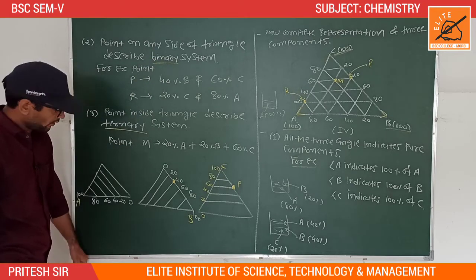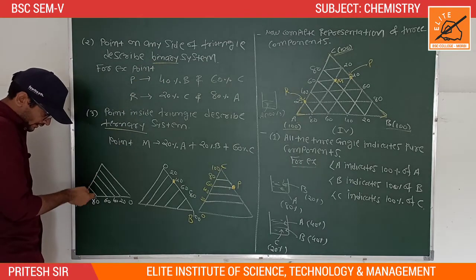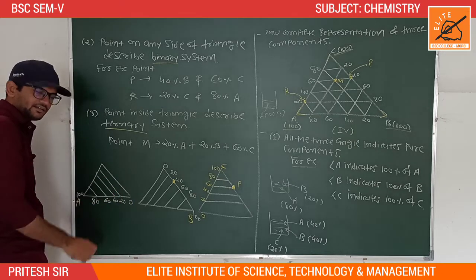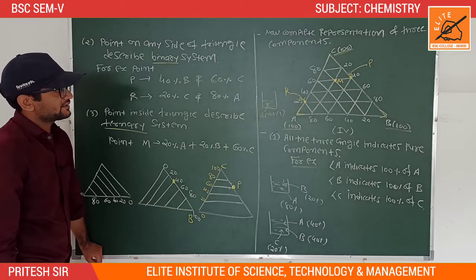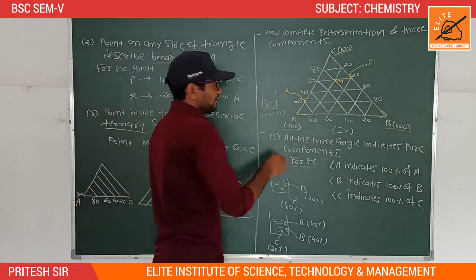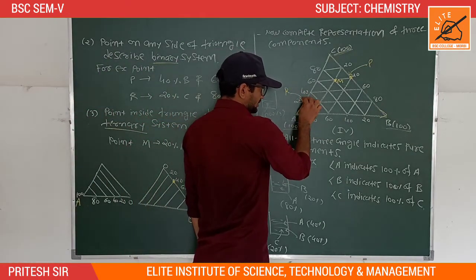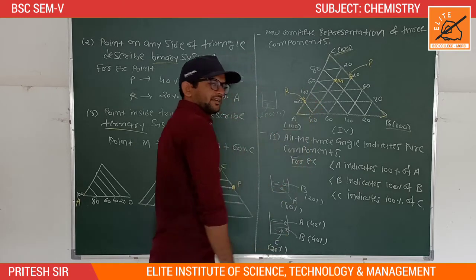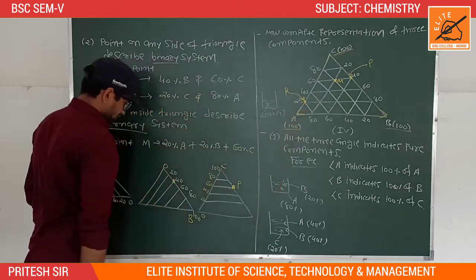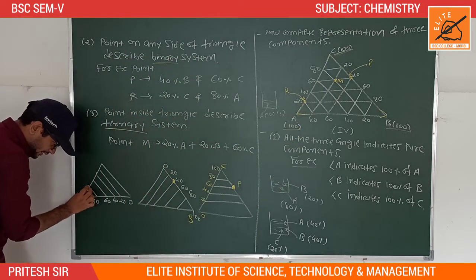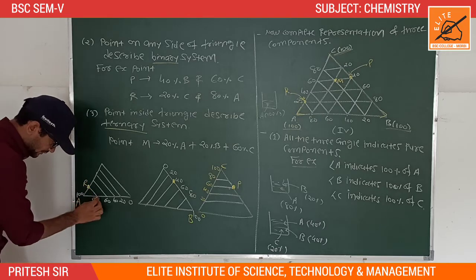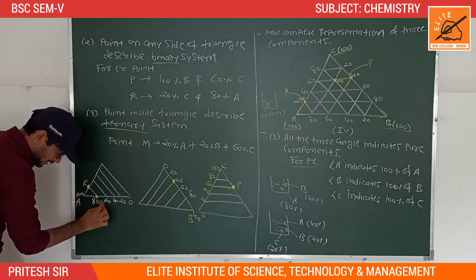It means a point on any side of the triangle describes a binary system, here, here and here. The second one is point R. First find the exact position of point R. This point indicates point R, and this one is also for point R.